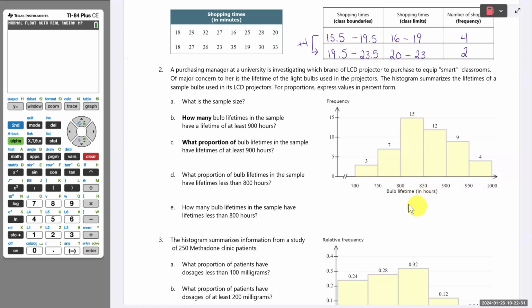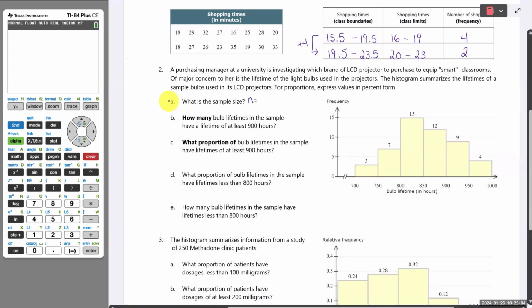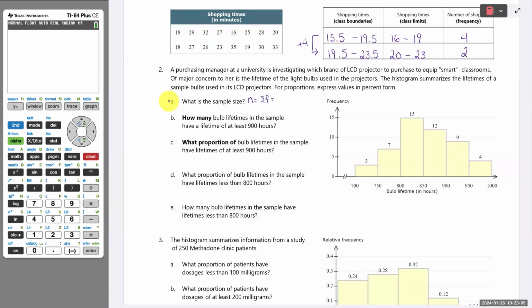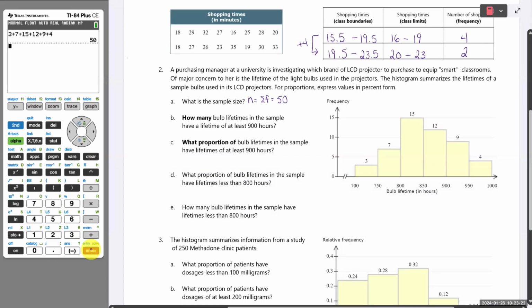And then 15 bulbs were from 800-hour lifetimes up to, but not including 850. So we've got the frequencies. So I'm just going to come over here and remind you that sample size is lowercase n. And if we have the frequencies, we can just add them up, and that will give us our sample size. So I'm going to head over to the calculator here, and I'm entering the values at the top of those bars, and we're going to end up with a total of 50 light bulbs in the study.